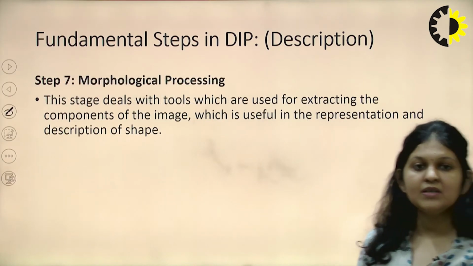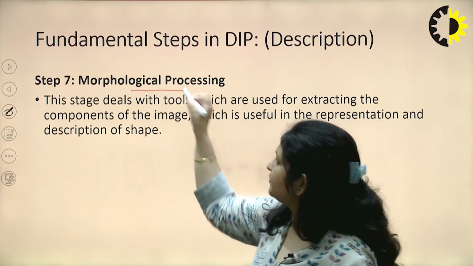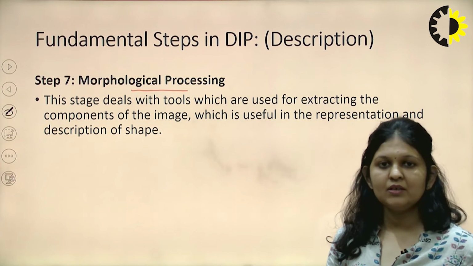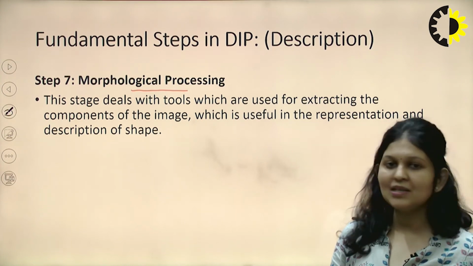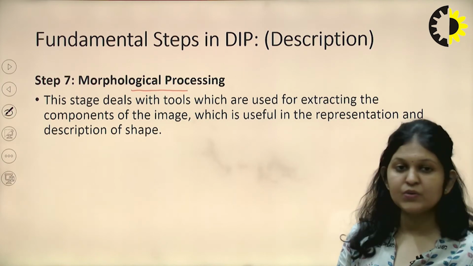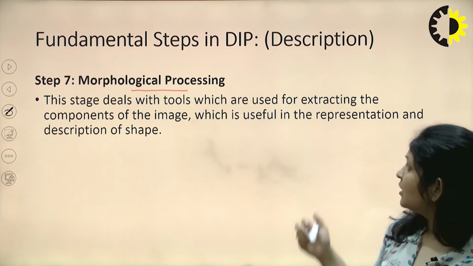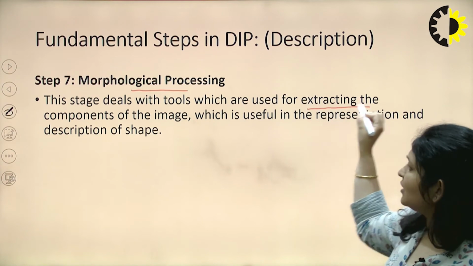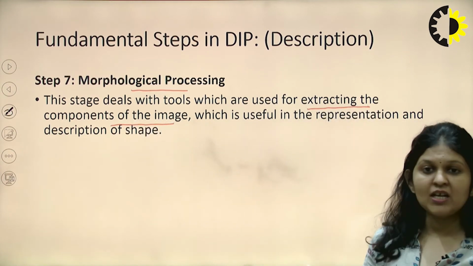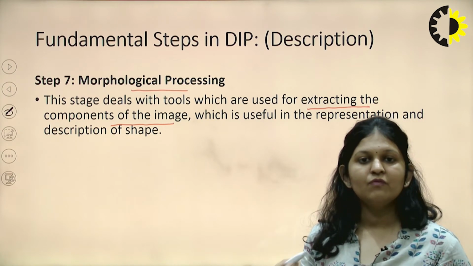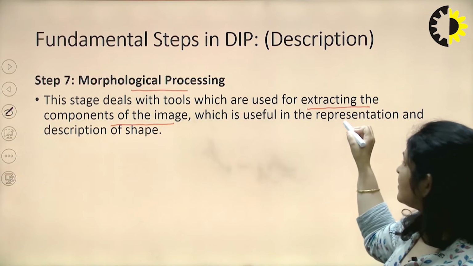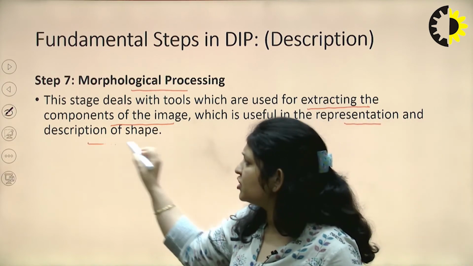Then step 7 is morphological processing. This is the stage where we have begun processing with a more mathematical approach, that is, we have started using more mathematical tools. It is used for extracting the components of the image. Here we define the shapes and sizes of the various objects within the image. So it is useful in the representation and description of shapes.